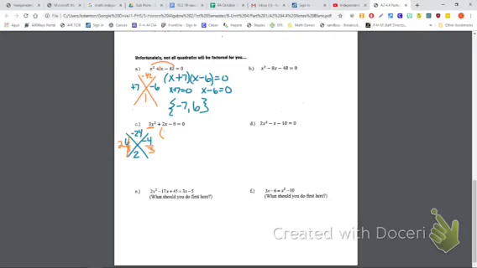My two sets of parentheses: (x + 2)(3x - 4) = 0. Break them apart. x + 2 = 0, 3x - 4 = 0. We end up with negative 2 and positive 4 over 3. Okay, we're going to jump down to part E.